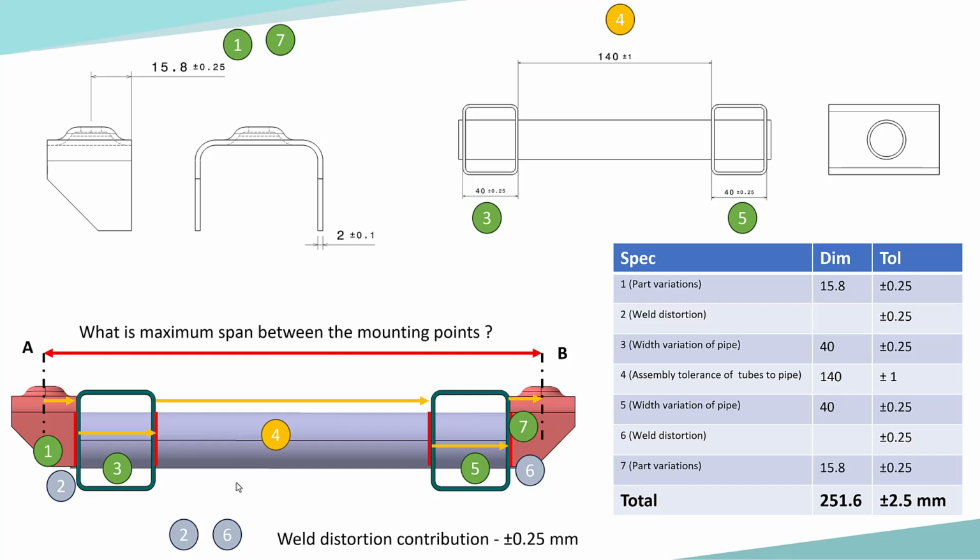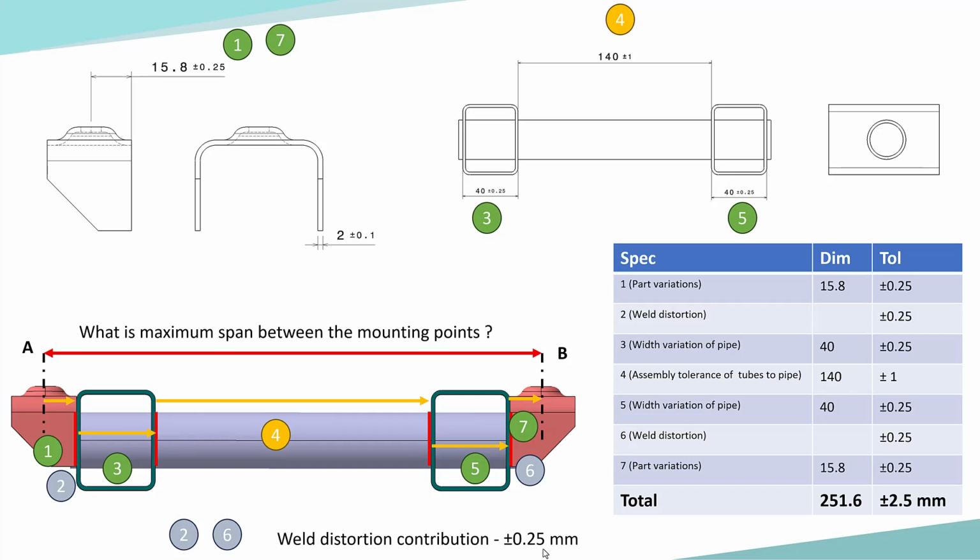Now specification number 2 and specification number 6 is the weld distortion contribution. We can consider that as plus or minus 0.25. Of course it varies depending on the type of welding, the type of material being used, the type of part which is being welded, it will vary a lot. For this example, we'll consider this to be plus or minus 0.25 mm. Of course, it can go higher for larger weld areas, plus or minus 0.5 also it can go. We're considering here a conservative plus or minus 0.25.